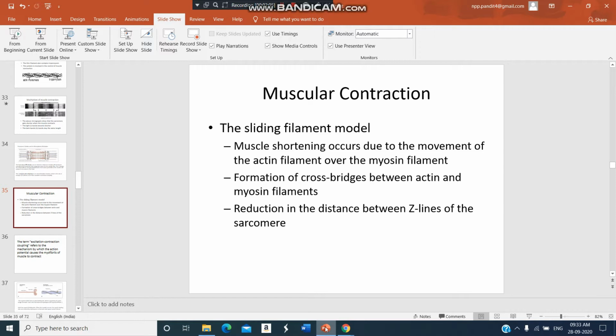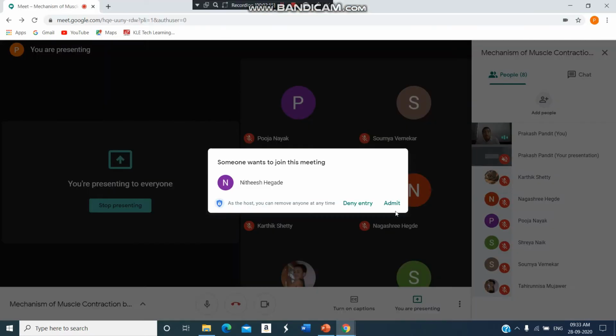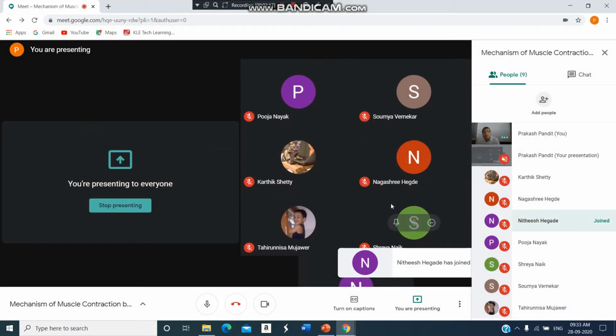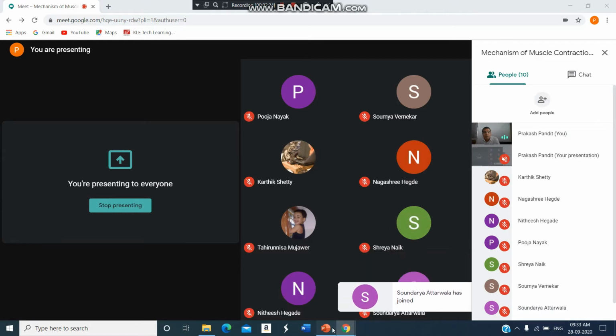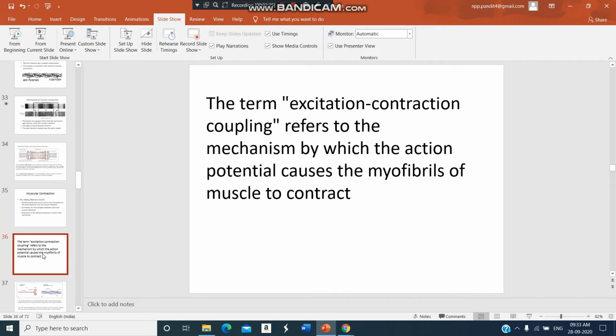As a result, what happens? The distance between the two Z lines of the sarcomere decreases. All of you know, one sarcomere is nothing but the area between two Z lines. That is what we call the sarcomere.